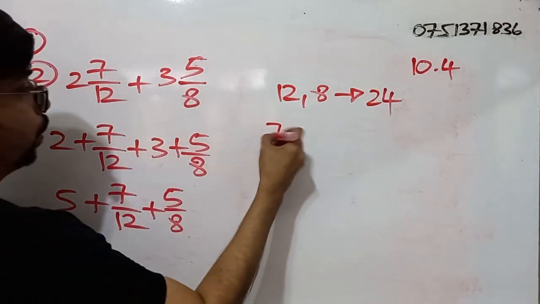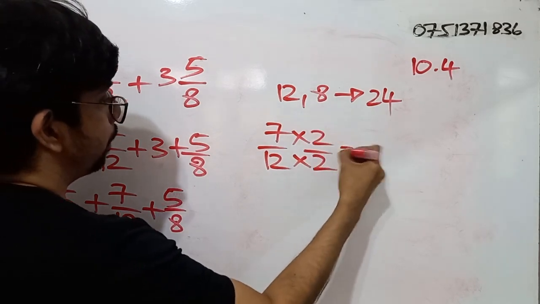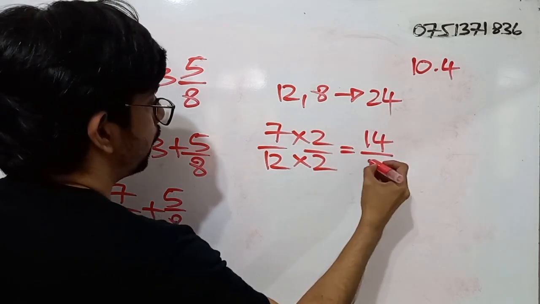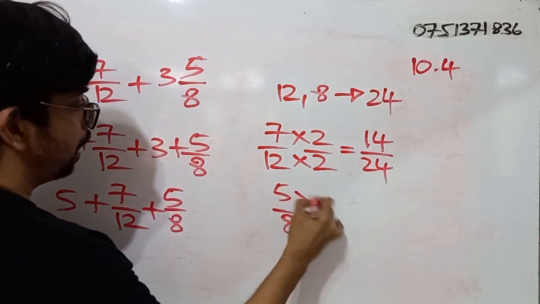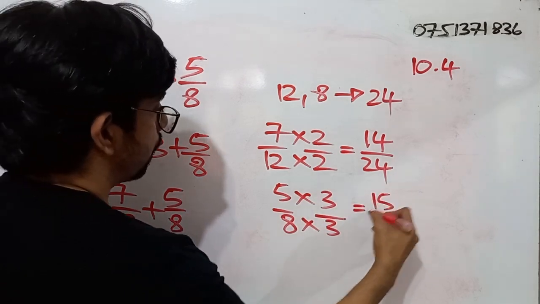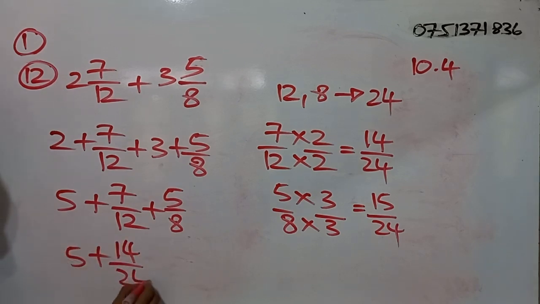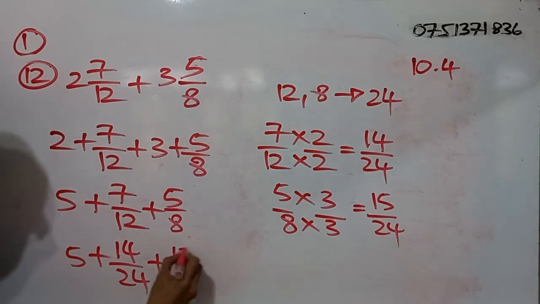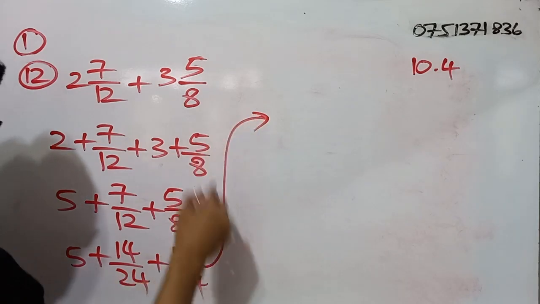24. So 7 by 12, I'll multiply denominator and numerator by 2. So it becomes 14 by 24. 5 by 8, I'll multiply both denominator and numerator by 3. So this becomes 15 by 24. So I can write 5 plus 14 by 24 plus 15 by 24. Right, so I will continue on this side.